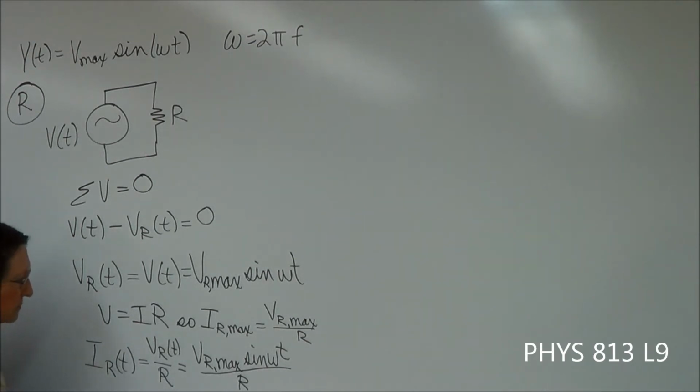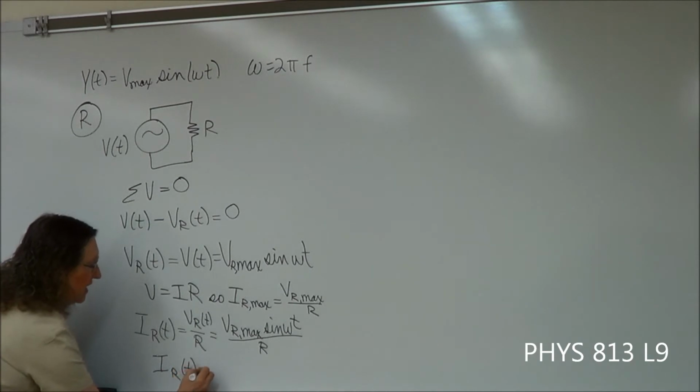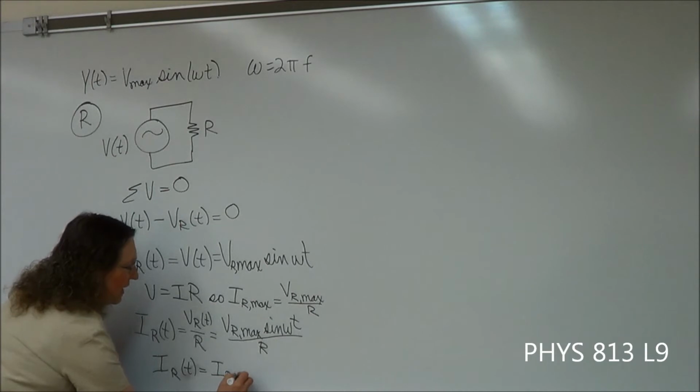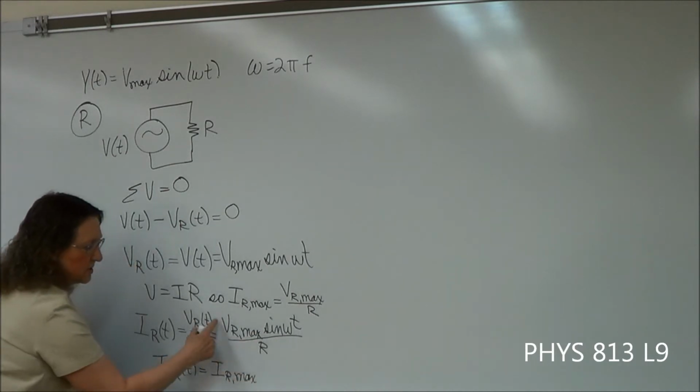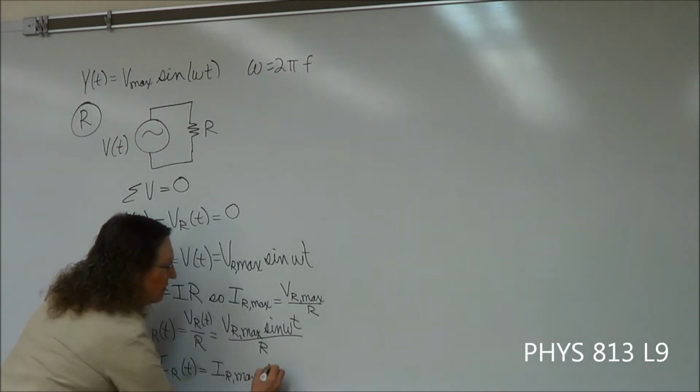IR max, that's not what I want. I want IR of t is equal to IR max, which is the voltage over resistance term, times sine of omega t.